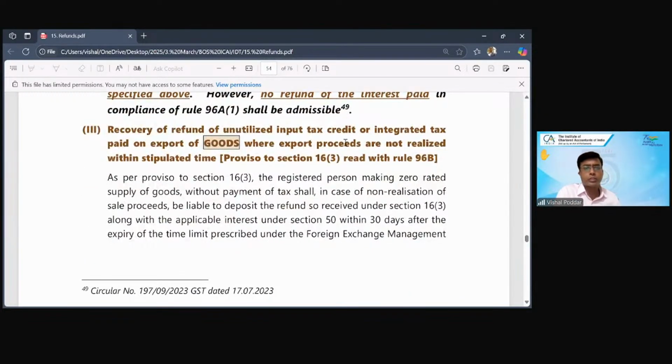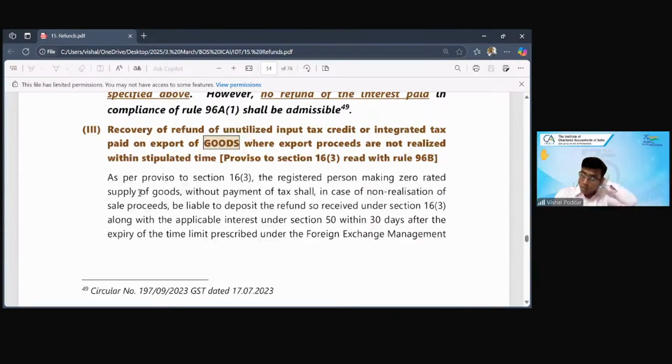And then comes Rule 96B. Interesting, but also strange. What it says: recovery of refund of unutilized input tax credit or IGST paid on export of goods where export proceeds are not realized. Now, this is strange.